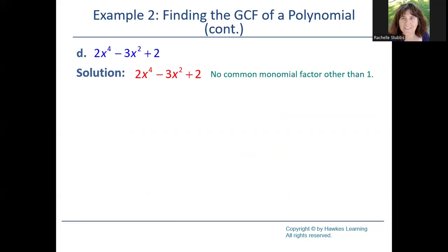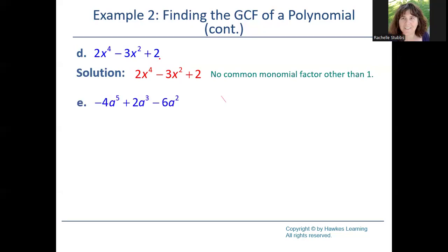There's no common monomial factor other than 1 in this case, right? If we look here, a 2, a 3, a 2, but they have to all have a 2 or all have a 3. They don't. And they don't all have x's. So there's nothing that they have in common except for the number 1. So we would just say that there is no GCF.